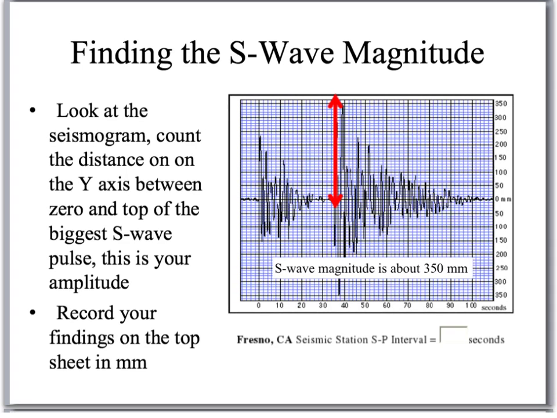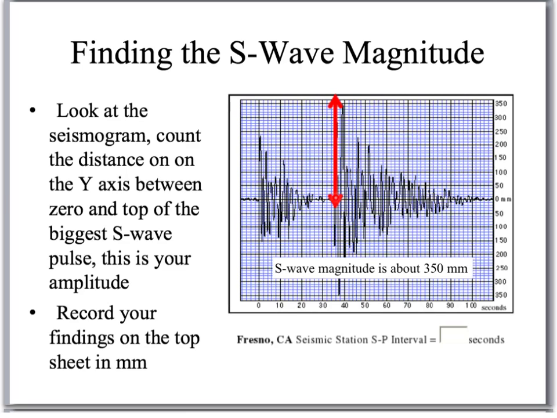Using the same seismogram, we're going to now measure the magnitude of the S wave. The magnitude is going to help us with the distance that we calculate later to find the magnitude of the actual earthquake. Look at the seismogram. Count the distance on the y-axis between the 0 point and the highest peak of the S wave. You're going to record this in millimeters on your sheet.